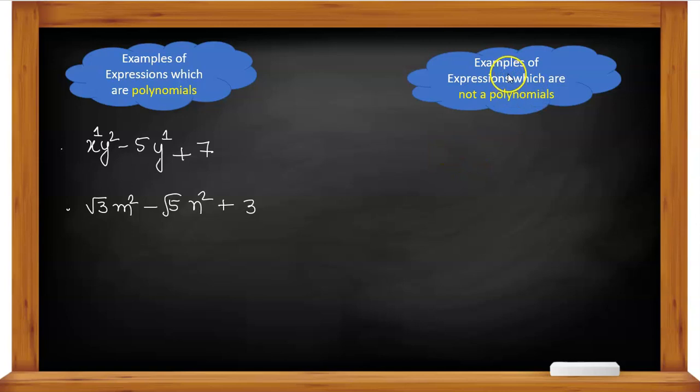Now let us give examples of expressions which are not a polynomial. For example, if I write 2 over 3 x minus 5 over x. Now, if you see it carefully, there are two terms. In the first term, the power of the variable is 1, which is a whole number. But in the second term, if I rewrite this expression and take this x in the numerator, it will become x raised to the power minus 1. Minus 1 is not a whole number. So this is not an example of a polynomial.